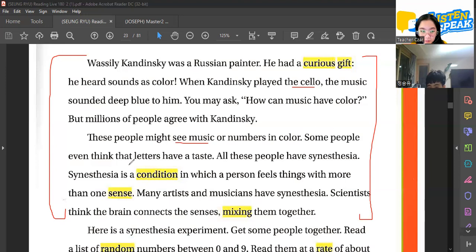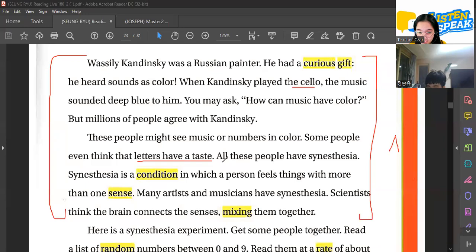And some people even think that letters have taste. For example, the letter A: maybe for other people, A tastes like an apple, B tastes like a cake, C tastes like a lemon. Something like that. It's different for other people. Because we see these letters using our eyes, but other people think that those letters have taste.